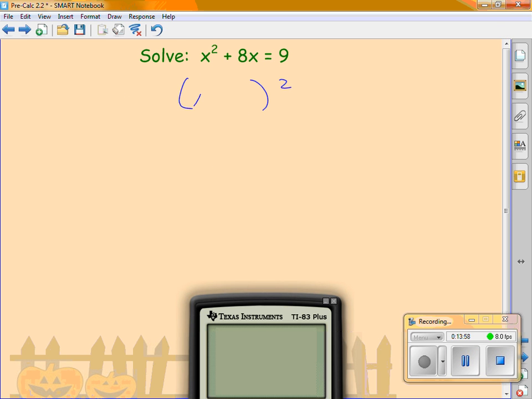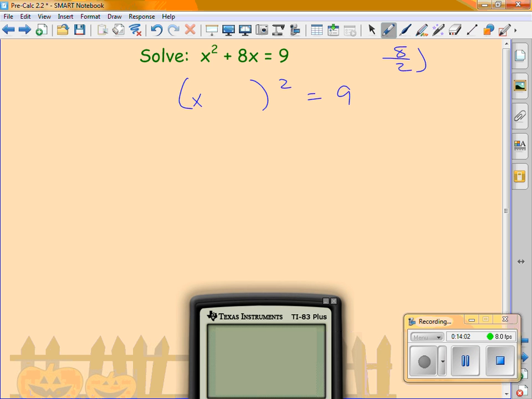Okay? x equals 9. All right. Take the 8. Cut it in half and I get 4. And 4 squared is 16. The 4 goes here. The 16 goes here. Why? Because this actually means this plus 16, this plus 16. Whatever I did to one side, I had to do to the other side. Then when I factor this, I get that.